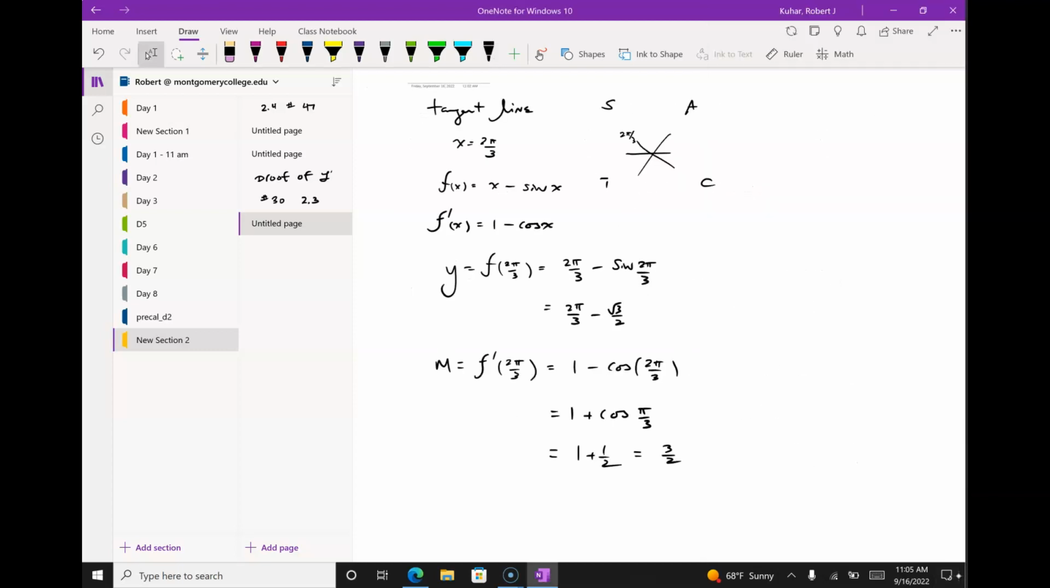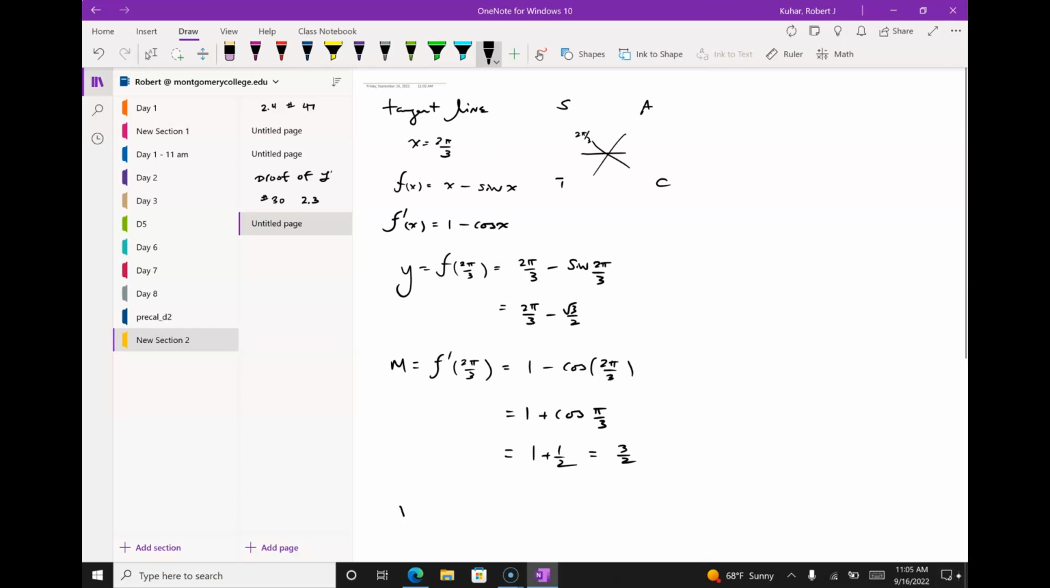So we're ready for our tangent line. Y minus 2 pi over 3 minus rad 3 over 2. I probably will get a common denominator there eventually, but I'm going to wait for now. So that equals 3/2 all times x minus 2 pi over 3. Everyone okay there? Right, we got that equation, our formula y minus y1 equals m times x minus x1 on our formula sheet for today, yes?